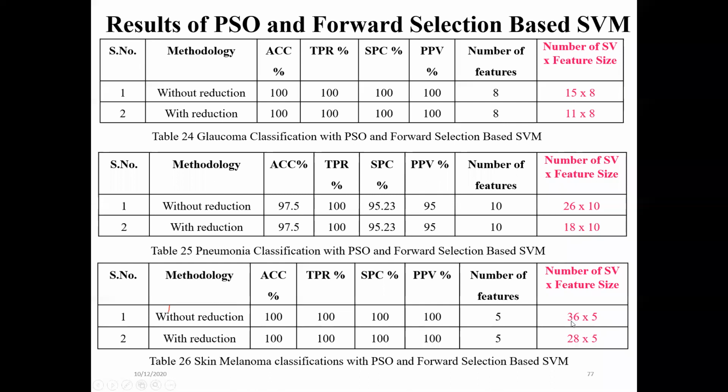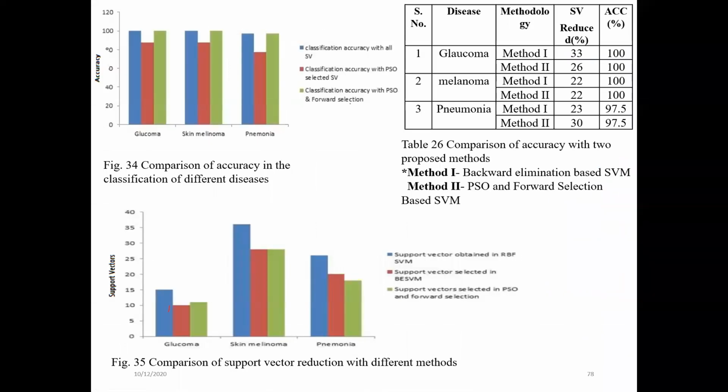In a similar manner here, from 36 to 28 in the case of the melanoma disease. So by reducing even the support vectors, we are able to achieve good accuracy if PSO is combined with forward selection based SVM. So here is the summary of this. Comparison of accuracy with the two proposed methods. Method 1 is backward elimination and method 2 is PSO and forward selection.